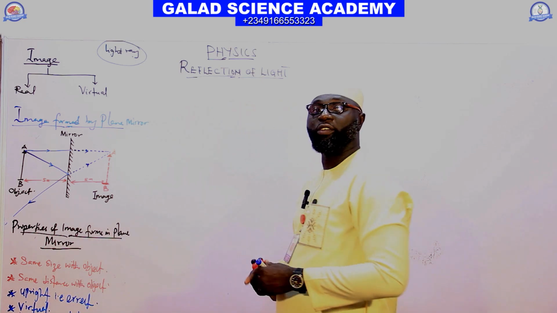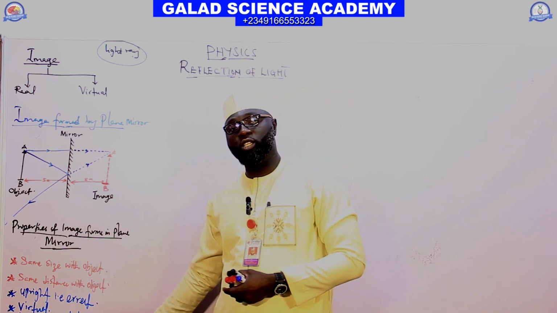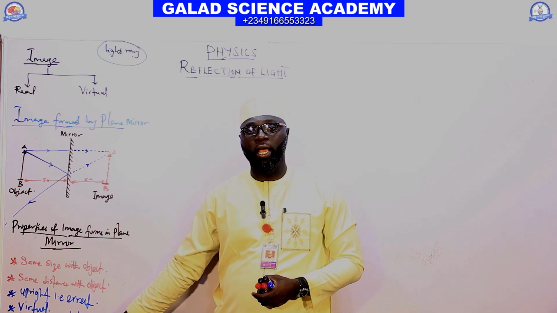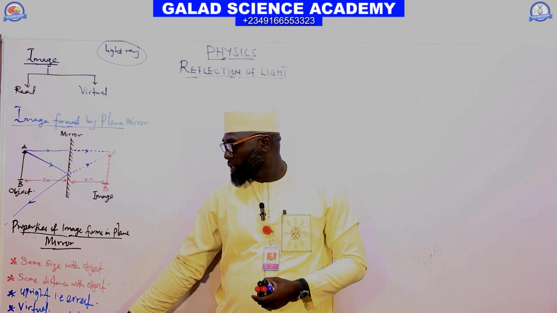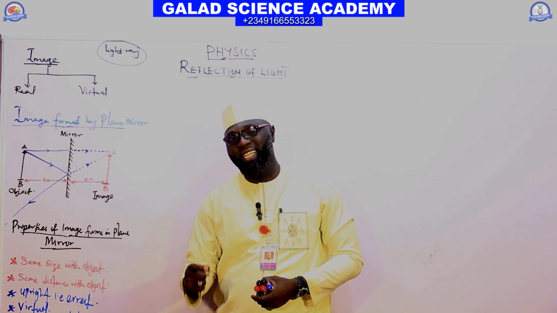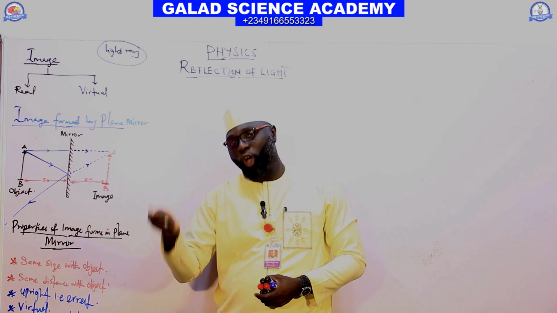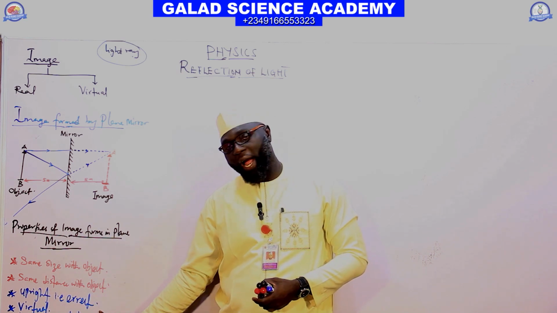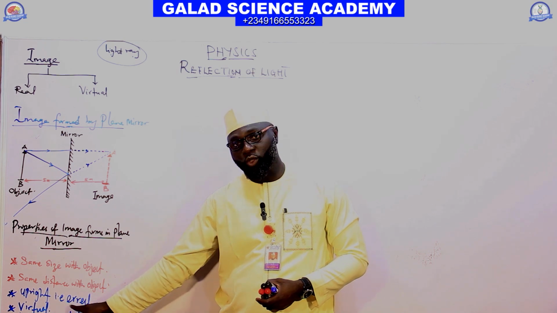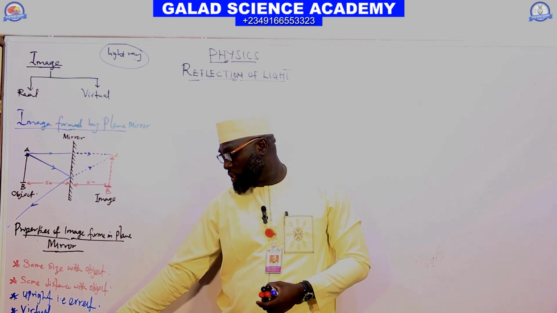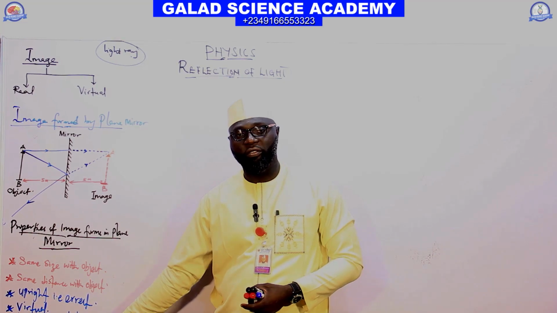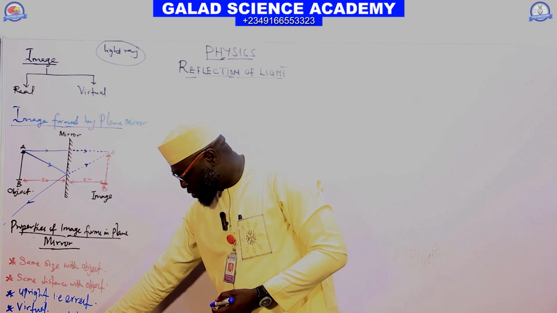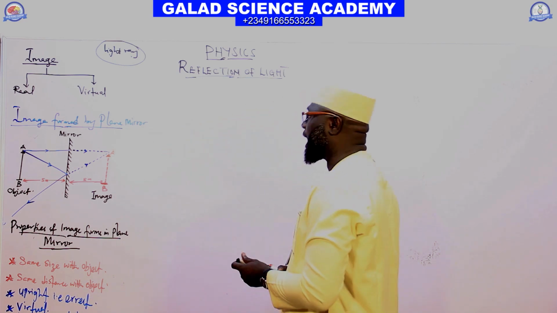So those are the 5 properties of an image formed in a plane mirror. The same size as the object, the same distance as the object, the image is upright or erect, is virtual, not real, and is laterally inverted. So let us look at the term lateral inversion.